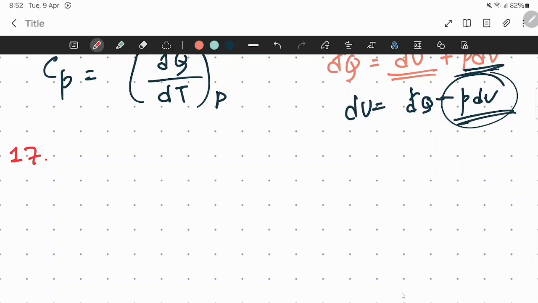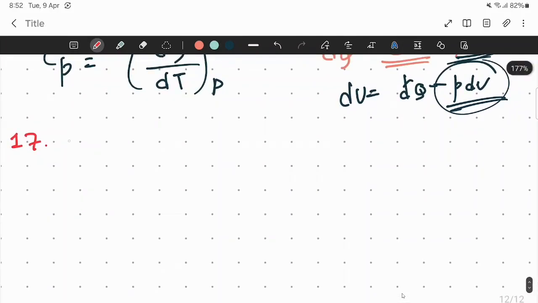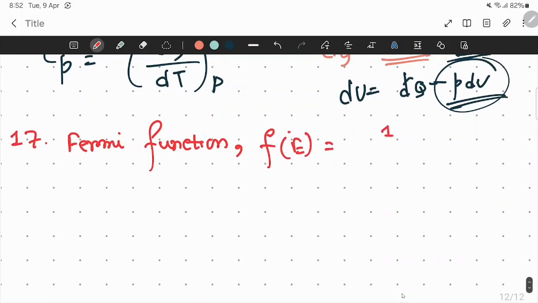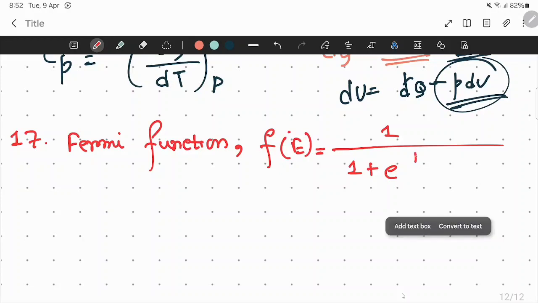Now the last question. Okay. Again, Fermi function. The Fermi function Fe, that is also known to us. But here the Fermi function is different: 1 plus e to the power (E minus EF) by kBT. Instead of 1, there is 5.